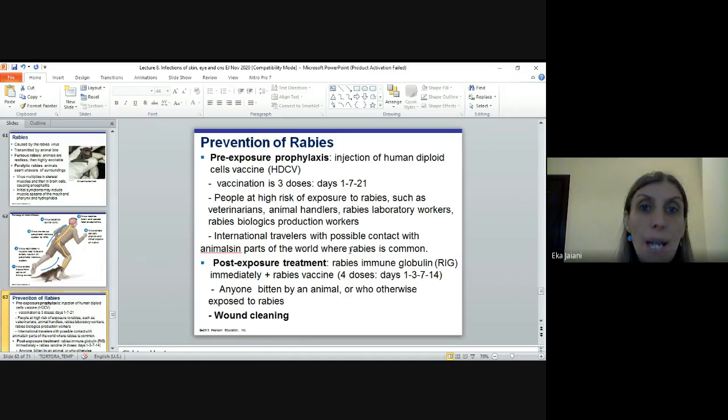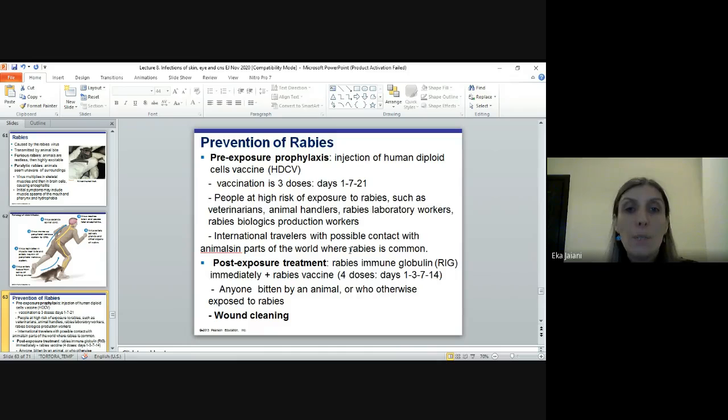And we can prevent rabies. People who constantly have contact with animals should be vaccinated once every 2 years, and 3 doses of vaccine are given. Laboratory workers, animal handlers, veterinarians should be vaccinated. And this is pre-exposure prophylaxis.